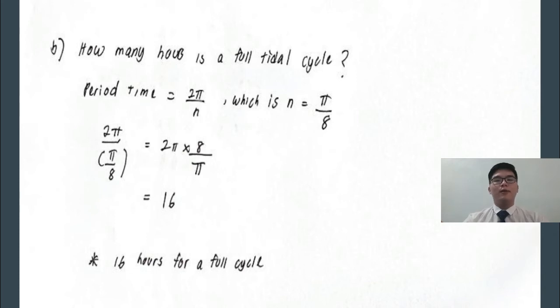Part B, how many hours is a full tidal cycle? As we know, the period is equal to 2 pi over n, where n is equal to pi over 8. So we substitute it inside the equation, 2 pi over pi over 8, and we get that a full cycle is equal to 16 hours.